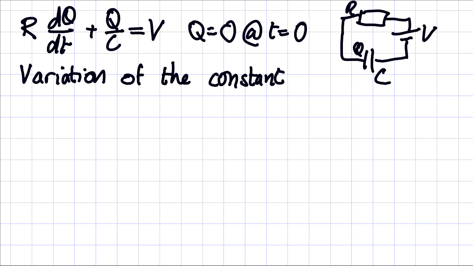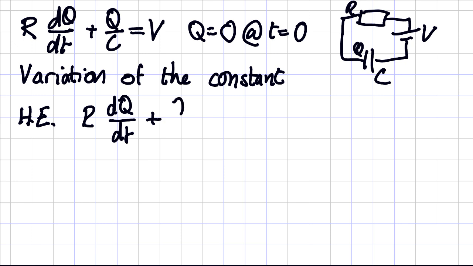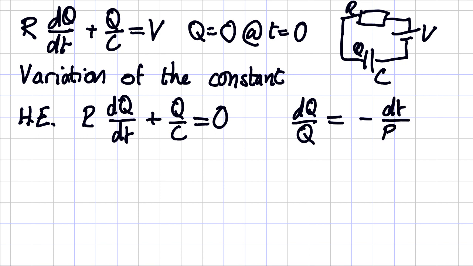The first step in this method is to solve the homogeneous equation, which we get by setting the right hand side of the equation equal to 0. So the homogeneous equation is R dQ/dt plus Q over C equals 0. And we solve this by putting all the Q's on one side and all the t's on the other. So dQ over Q is minus dt over RC.